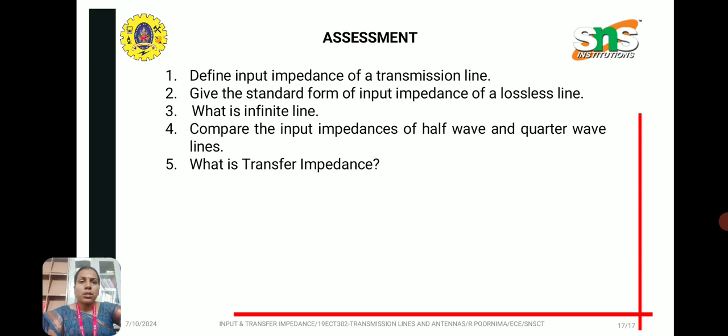Assessment. Define the input impedance of a transmission line. Give the standard form of input impedance. What is an infinite line? Compare the input impedance of half wave and quarter wave lines.